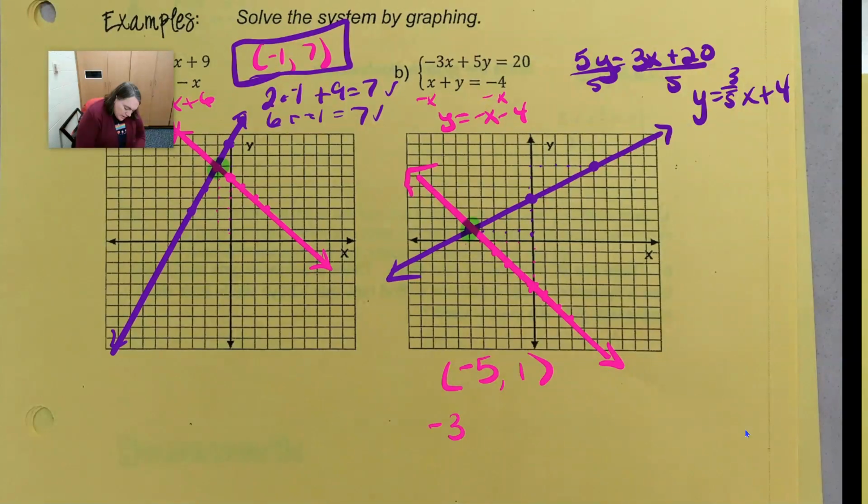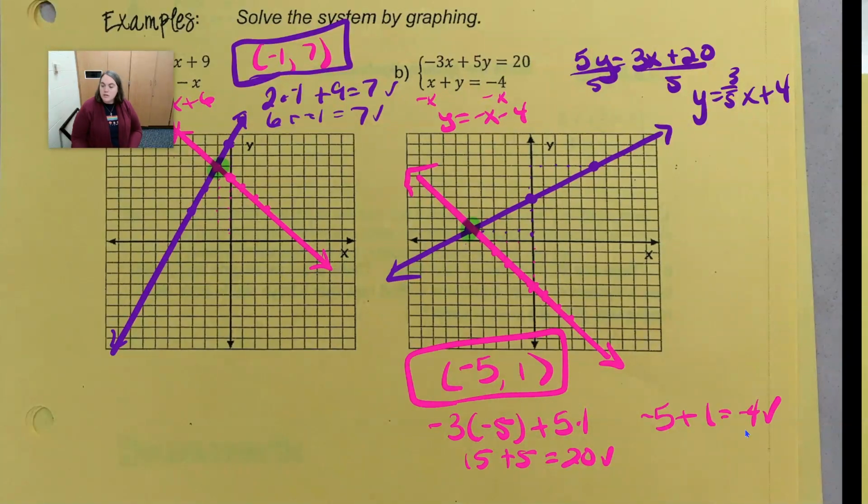So -3 times -5 plus 5 times 1. So that would be 15 plus 5, that is 20, so that checks. -5 plus 1 is -4, so that checks. So there is our solution.